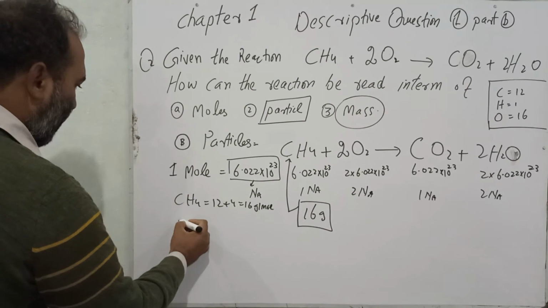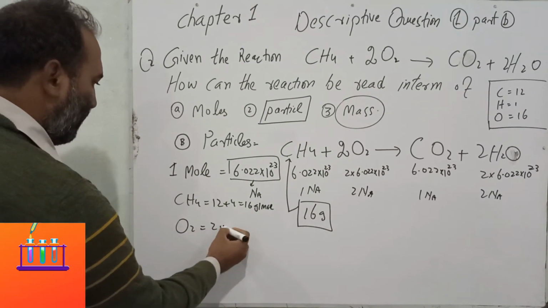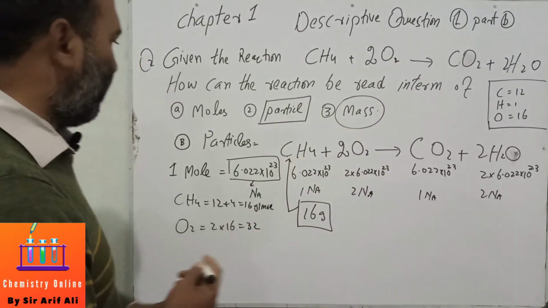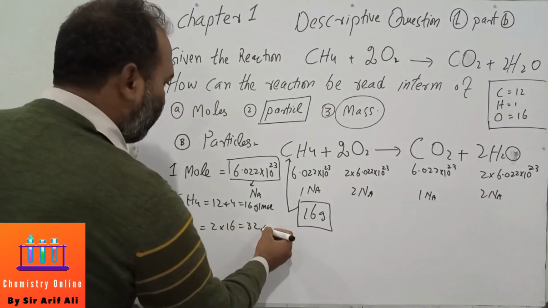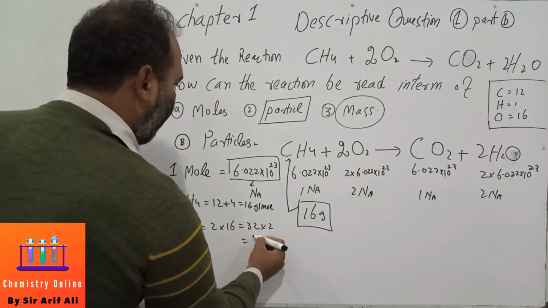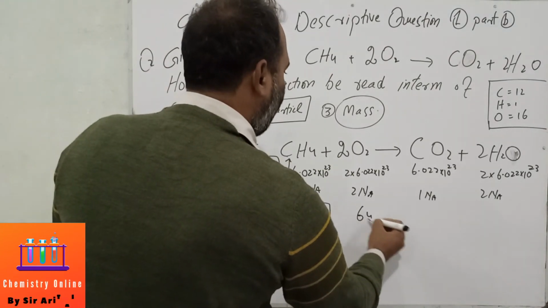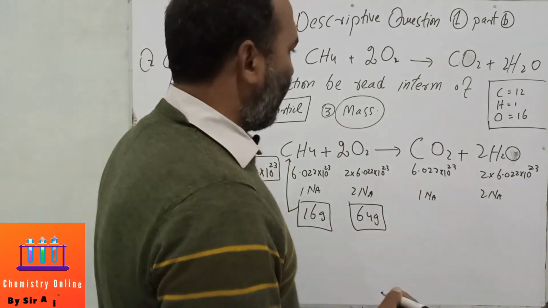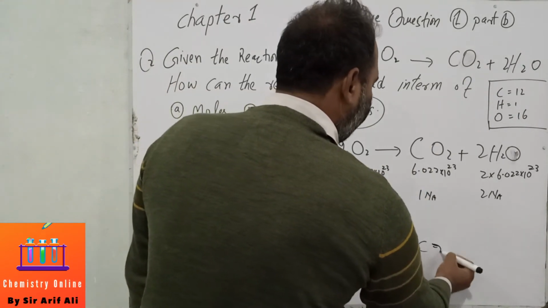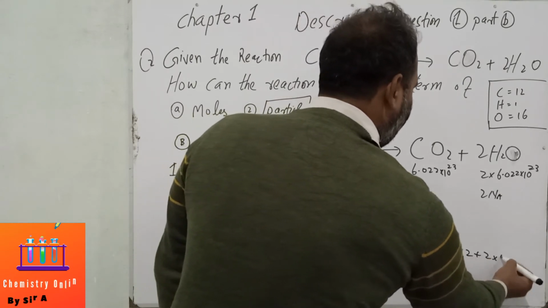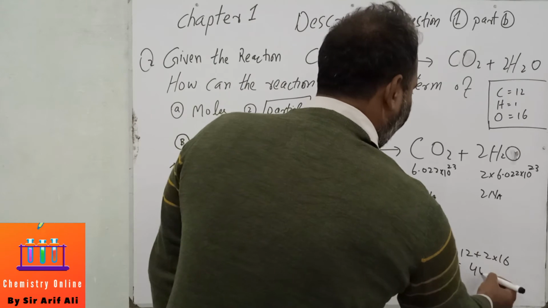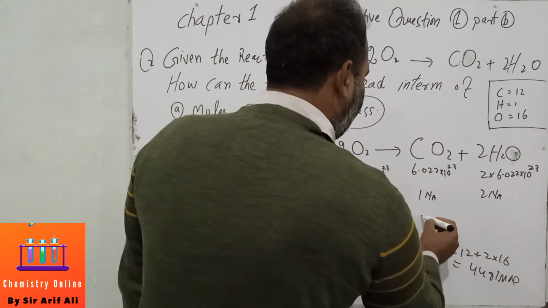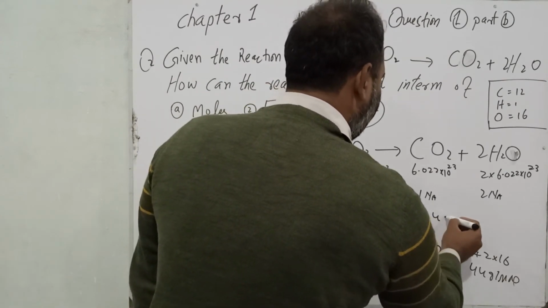It means that 16 gram of methane reacts with oxygen. Let's find out the molar mass of oxygen. 2 multiplied by 16 is equal to 32. And since there are 2 moles of oxygen, this 32 will multiply with 2. So we will get 64 gram of oxygen. Here we have carbon dioxide. Carbon is 12 plus 2 oxygen and 1 oxygen is 16. It will be 44 gram per mole. So the mass of carbon dioxide will be 44 gram.